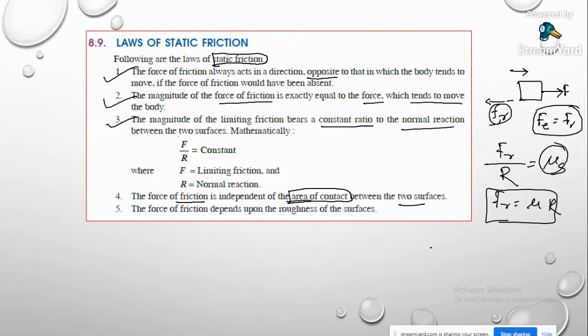Suppose there is a large body, and you think large friction will happen. No, it does not depend upon the area on which the body is in contact. So this is a very, very important point you need to remember, also from an objective point of view. That is the fourth point.